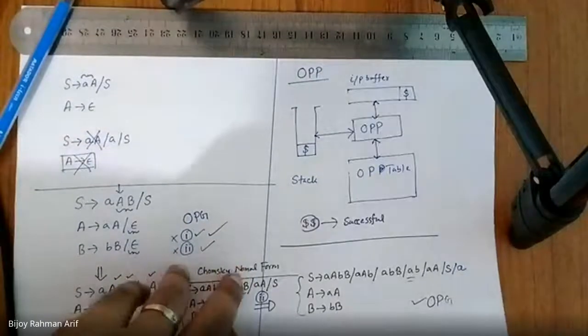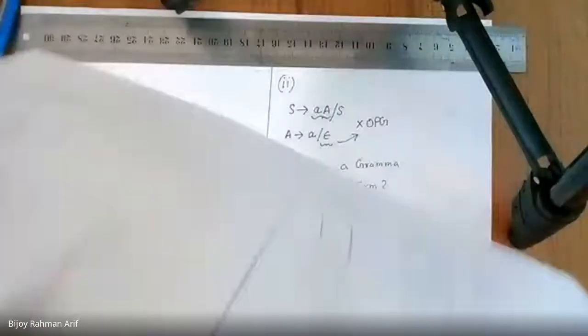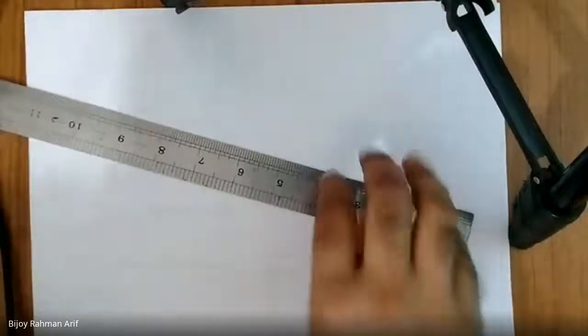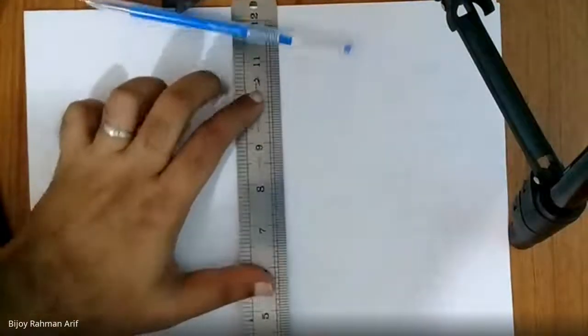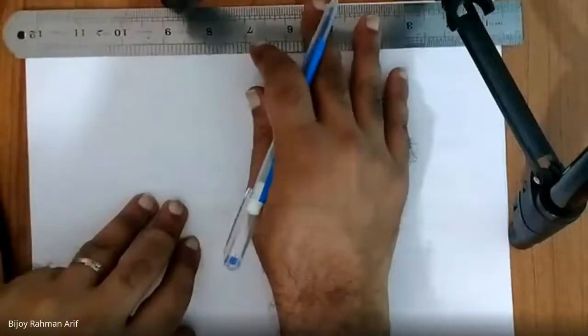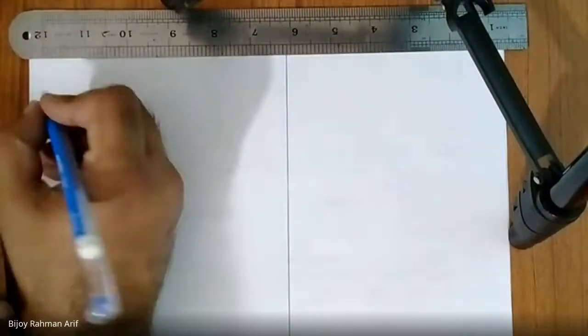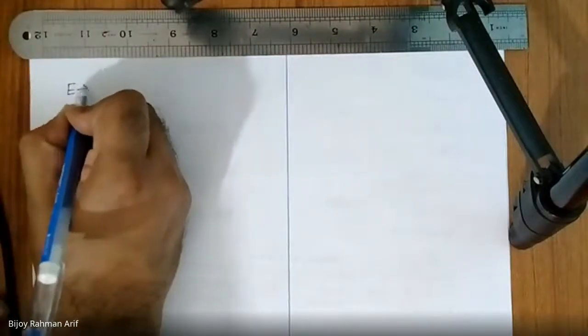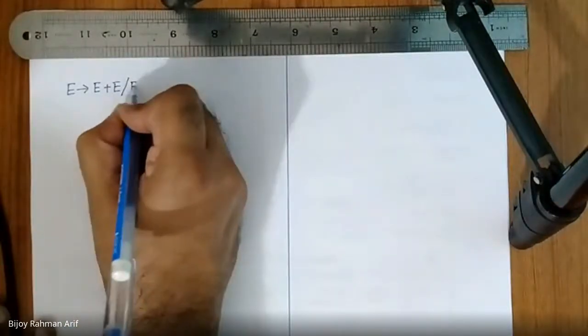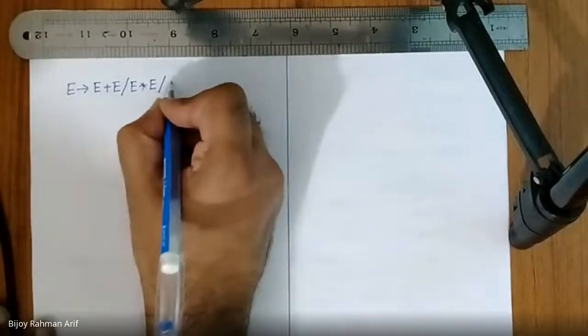Then let's talk about the operator precedence table. How can we come up with an operator precedence table? Let's assume I have given you this grammar, and it is a very familiar grammar to you. You got this question in a quiz as well. E derives E plus E or E star E or ID.